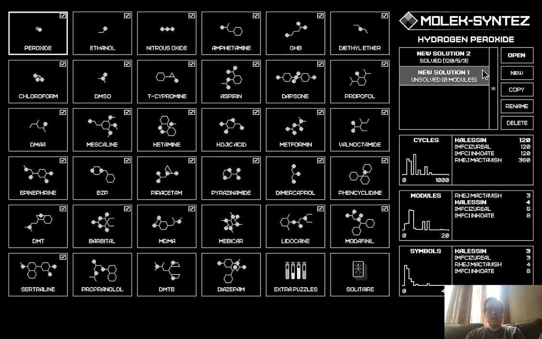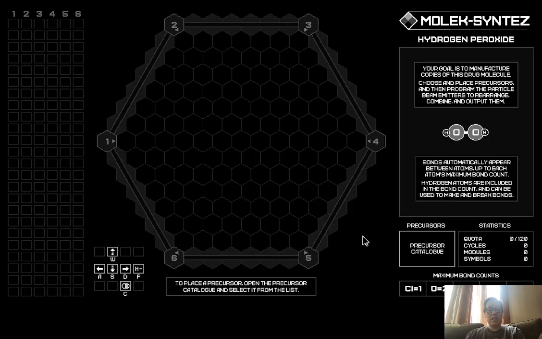So I created a new solution. I'm going to open it. Okay. So the goal is hydrogen peroxide, which is two oxygens bonded with a single bond, each one carrying a hydrogen atom, and so it's H2O2. What you do is you can look at these maximum bond counts, which are true, they're from nature. These are the bond counts that you see in nature with these elements. You should note that hydrogen is also a one.